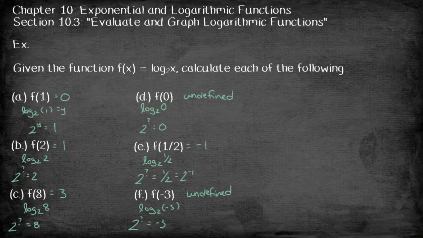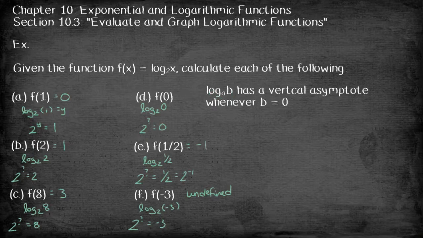So the logarithm function is positive so long as x is greater than 1, and negative if x is between 0 and 1, but it's not defined for 0 or a negative number. In particular, log base a of b has a vertical asymptote whenever b is equal to 0. So whenever the inside of the logarithm is equal to 0, right? So this f of x has an asymptote at x equals 0.